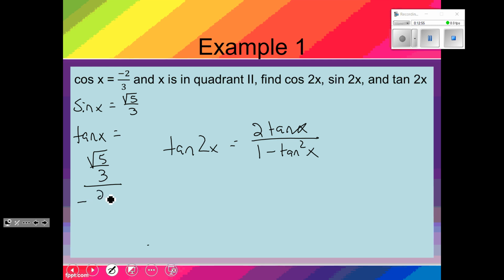And divided by -2/3. What do I know is going to happen to the 3's? They cancel. And so my tangent's equal to negative square root of 5/2.